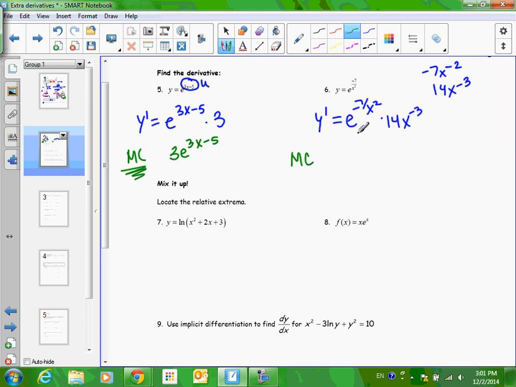So first of all, that 14 is probably going to be moved to the front. And then what's going to happen with this x to the negative 3? Yeah, it goes divide by x cubed. So the blue answer is great, the green answer is great. You don't ever have to simplify, but you need to be comfortable enough with it that you can do it when you need to.